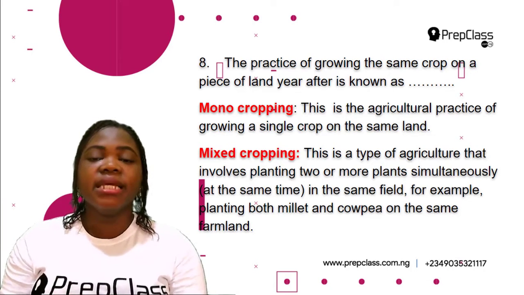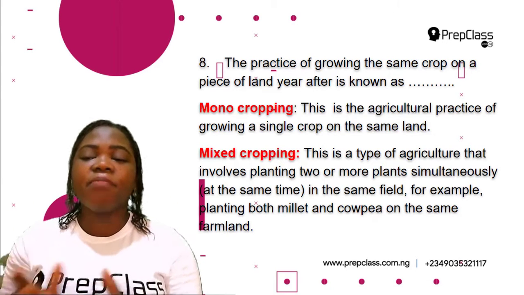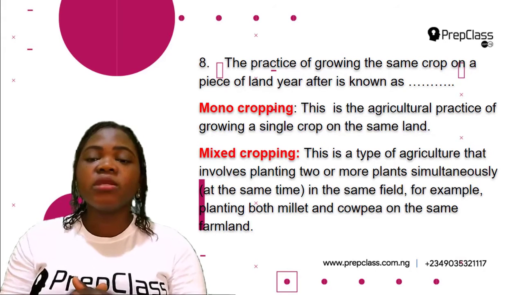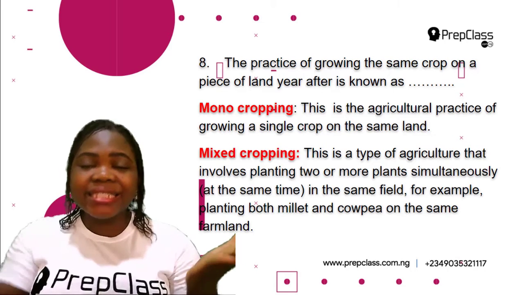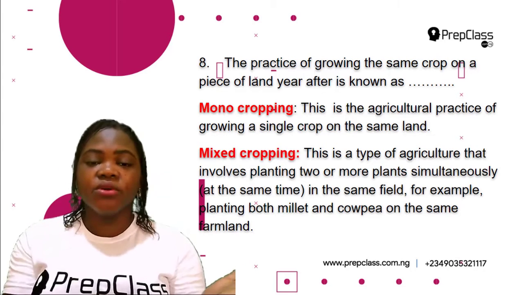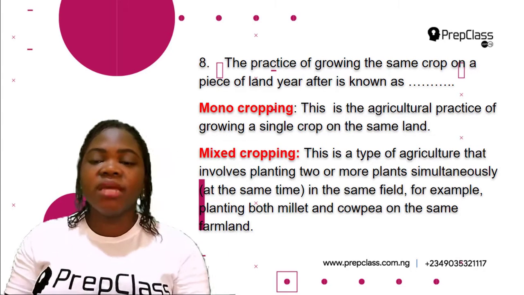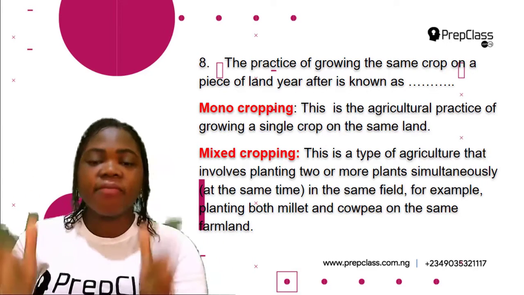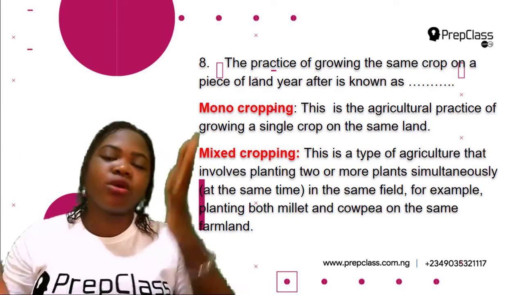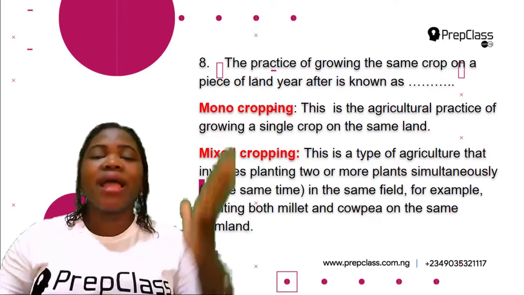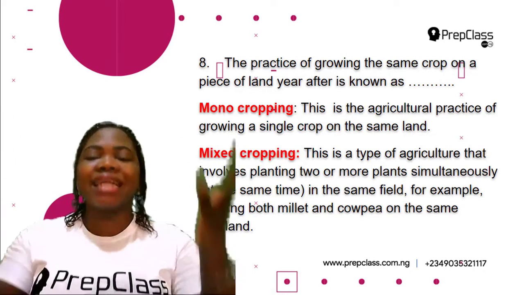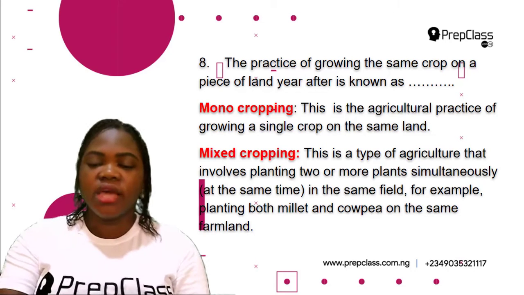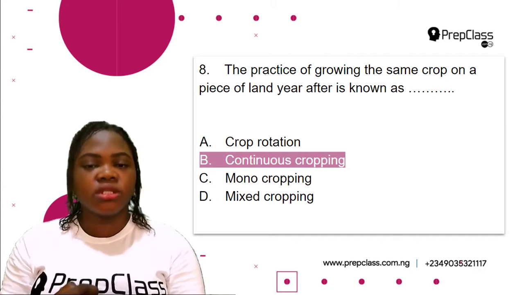That is monocropping. Then mixed cropping is a type of agriculture that involves planting two or more plants simultaneously, that is at the same time in the same field. For example, when you plant both millet and cowpea on the same farmland. So from the name mixed cropping, it has to do with planting two or more plants on the same field at the same time. Okay, so which of the following options is correct?